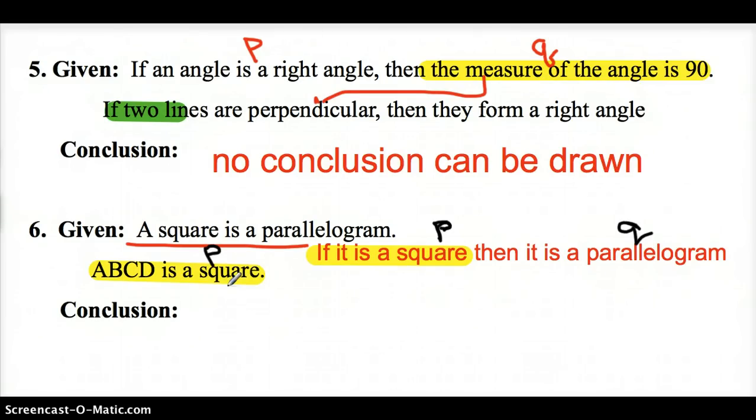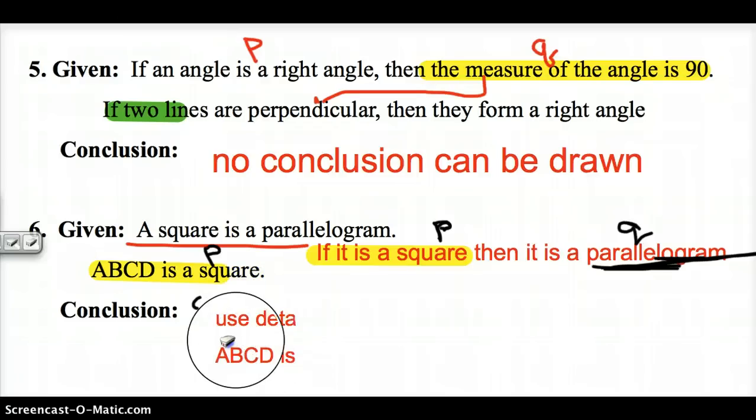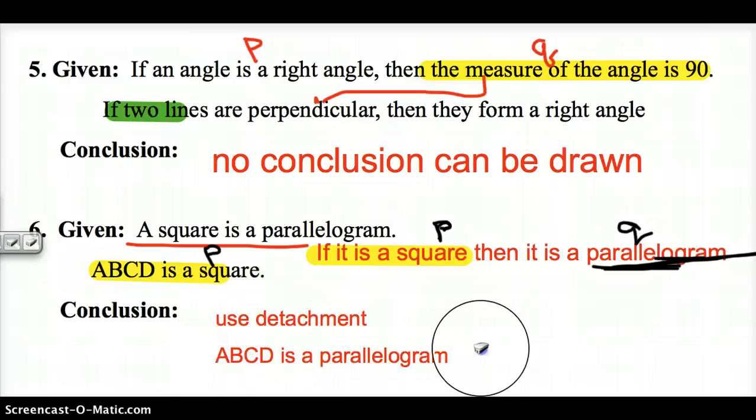ABCD is a square. So now my conclusion has to have the Q here, which deals with parallelograms, and it has to use the specific example ABCD. So it's going to read ABCD is a parallelogram. So I'm using detachment, and my specific example is ABCD, and Q is parallelogram, so ABCD is a parallelogram.